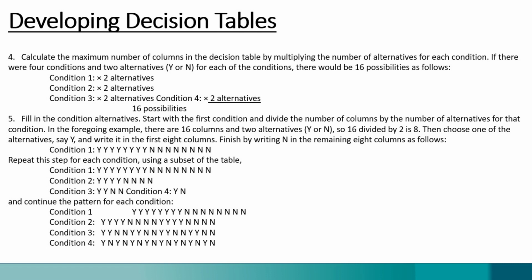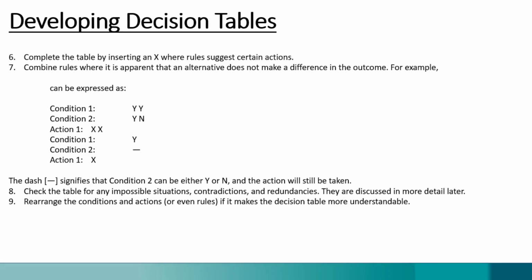Condition 3: y y n n y y n n y y n n y y n n. Condition 4: y n y n y n y n y n y n y n y n. 6. Complete the table by inserting an X where the rule suggests certain actions. 7. Combine rules where it is apparent that an alternative does not make a difference in the outcome.